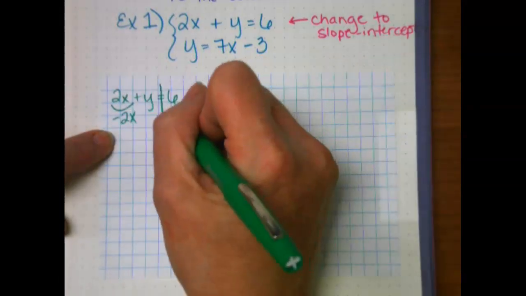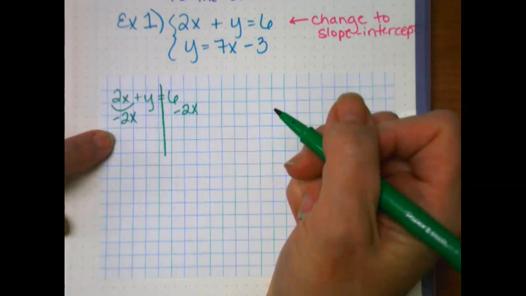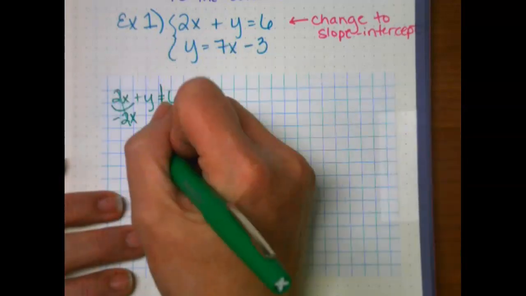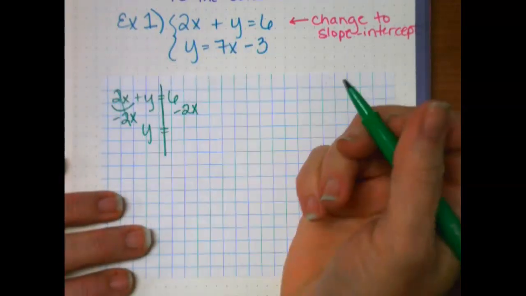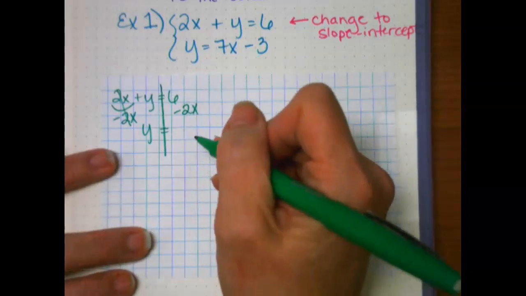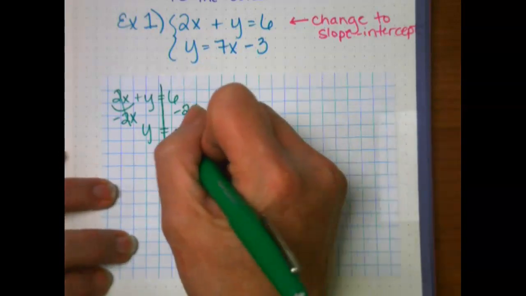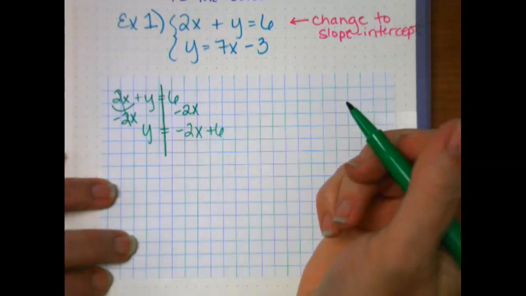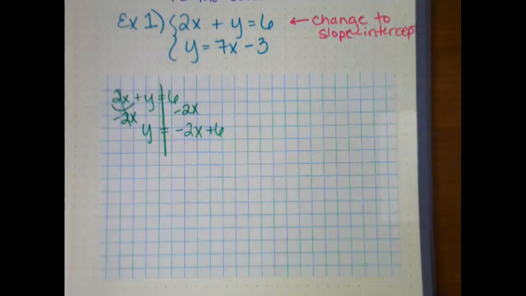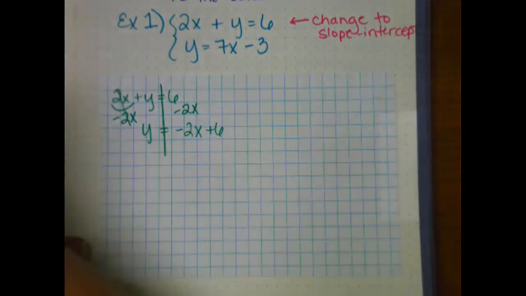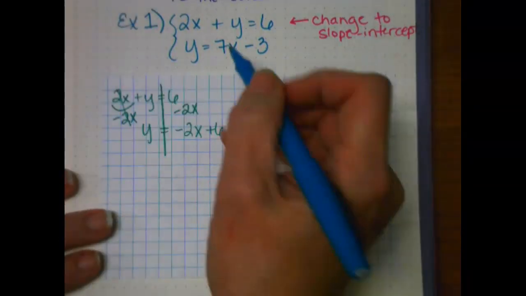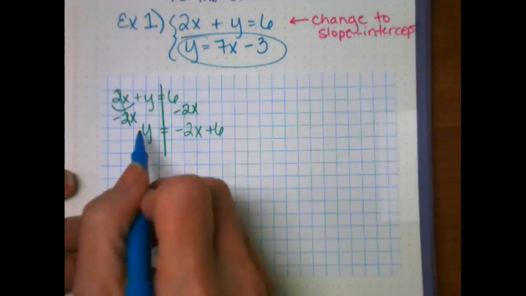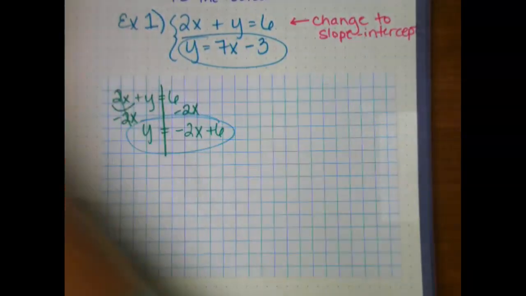So I turn that into 0. Whatever I do to one side, I have to do to the other. So now I have left on this side just my y. And over here, I'm going to put it in the right order, right? Negative 2x plus 6. Now, I'm ready to graph. So I have two equations I can graph. So I have this one, and I have this one.